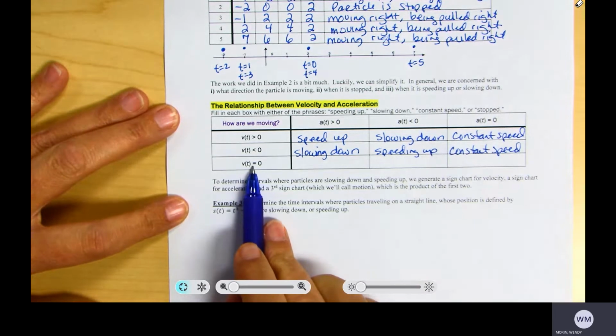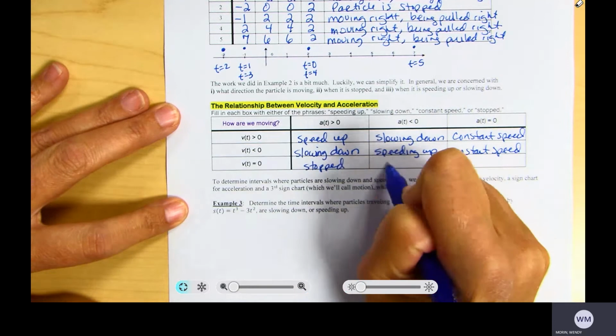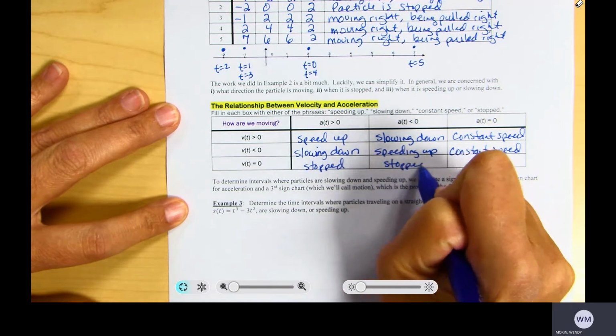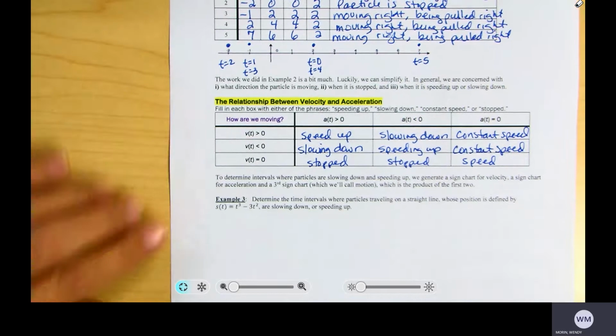Your velocity is equal to 0. You are stopped, no matter what. Acceleration is equal to 0. You have a constant velocity.